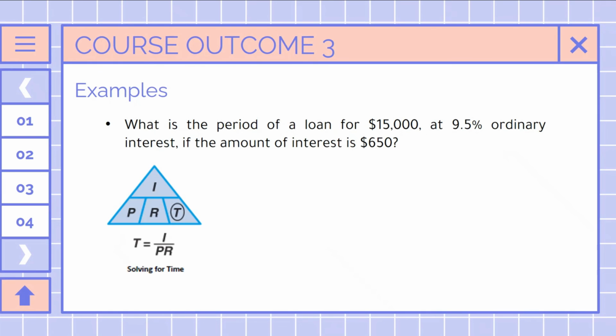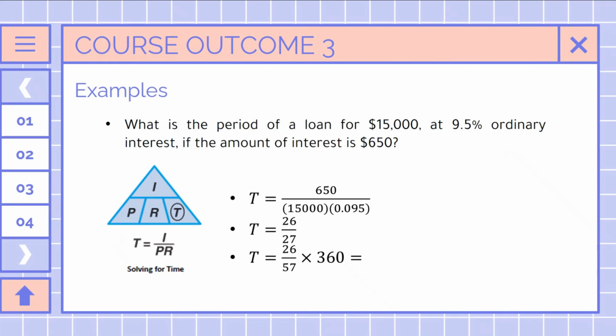What is the period of a loan for $15,000 at 9.5% ordinary interest if the amount of interest is $650? So using this formula, let us substitute. 650 is for the interest, 15,000 is for the principal, and 0.095 is for the rate. As we calculate this, we will get 26 over 27. But remember, we need to multiply it by 360 since we're looking for the time. So as we multiply this, we will get 164.21 days.